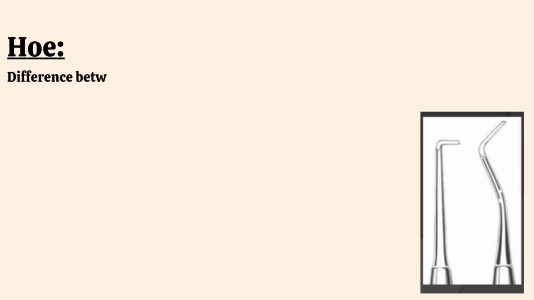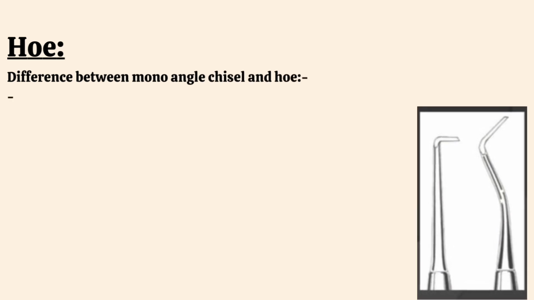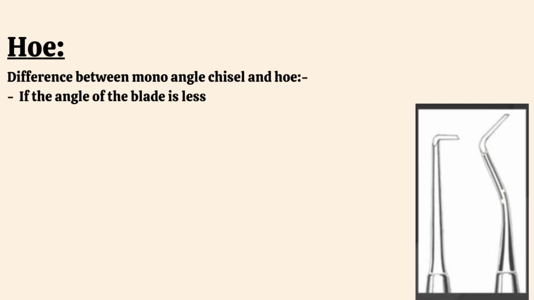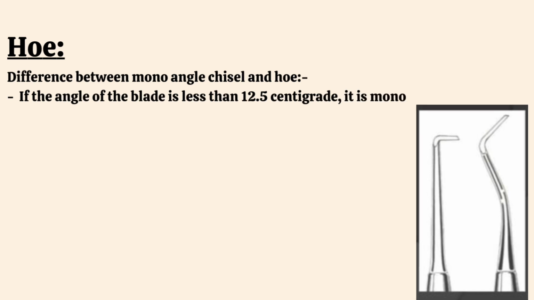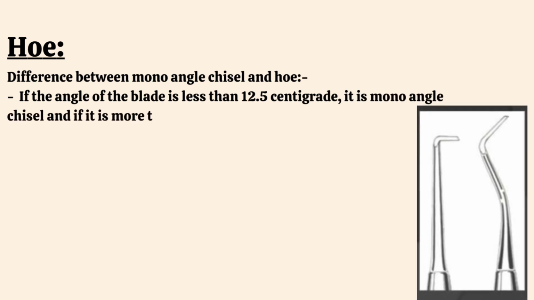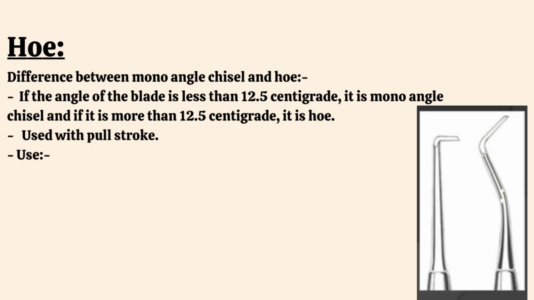2. Mono-angle chisel: the blade is shorter compared to the straight chisel, with a single angle in the shank to enhance convenience form, used with push stroke or lateral scraping action. Hoe: difference between mono-angle chisel and hoe.